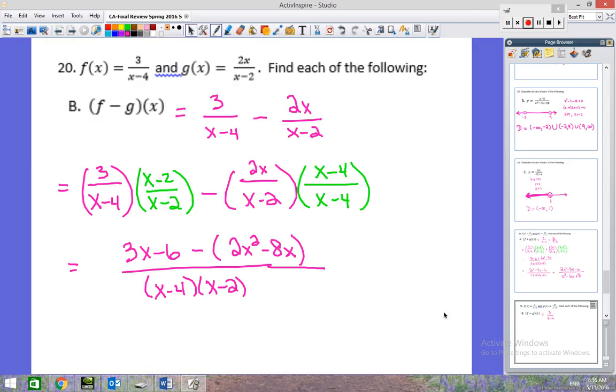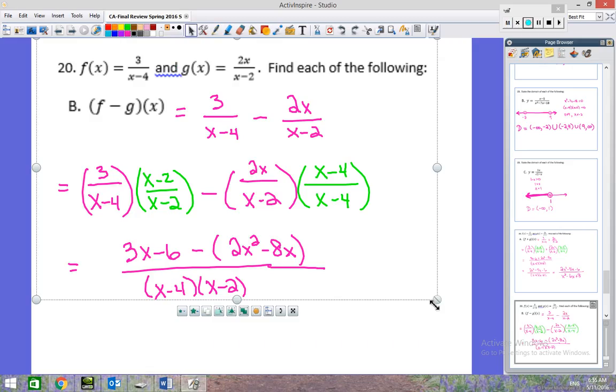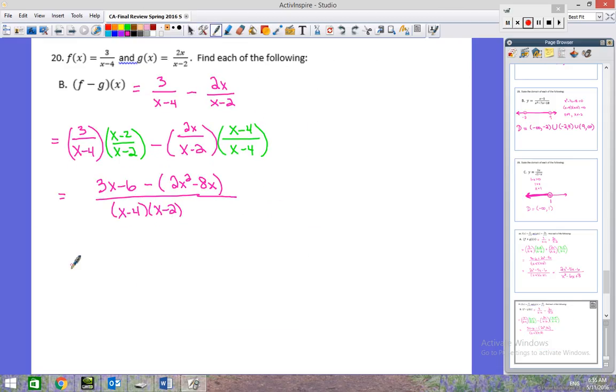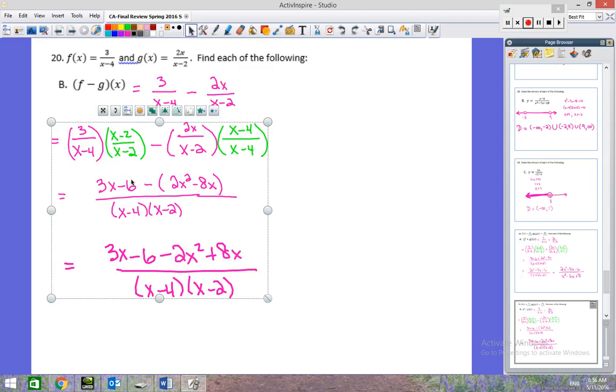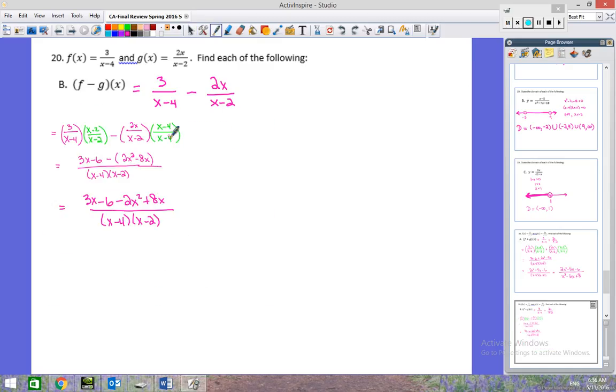So the parentheses are important, and sign errors are the enemy. We've got 3x minus 6 minus the quantity 2x squared plus 8x, all that over this x minus 4 times the quantity x minus 2. So that numerator can be simplified, and we've got negative 2x squared plus, well, this time 8x plus 3x is 11x, and this time we have a minus 6 as my constant term.